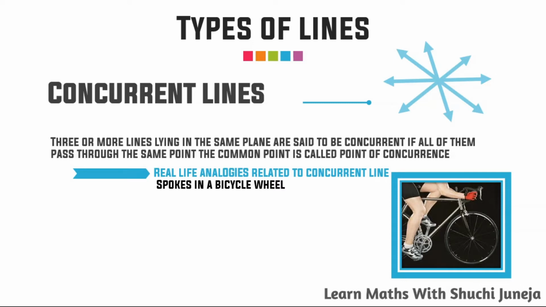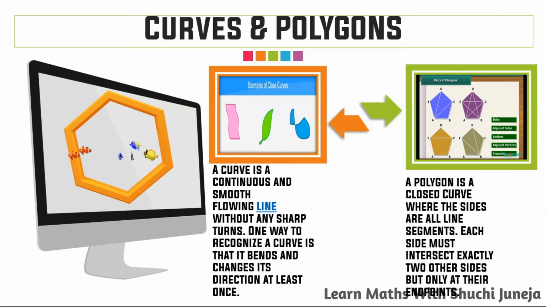Let's make a real life connect. The spokes in a bicycle wheel is the best example. Now moving on, we will be studying about curves and polygons. So what is a curve? Put the sharp tip of your pencil on a paper and move it aimlessly and just doodle with it. The pictures that emerge are called curves, while a polygon is a closed curve made up of line segments only.